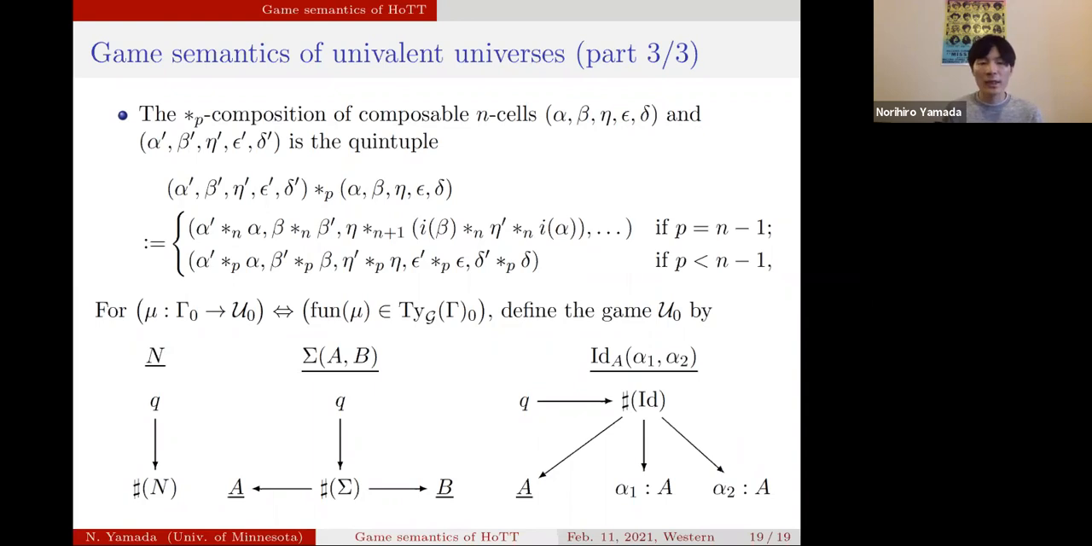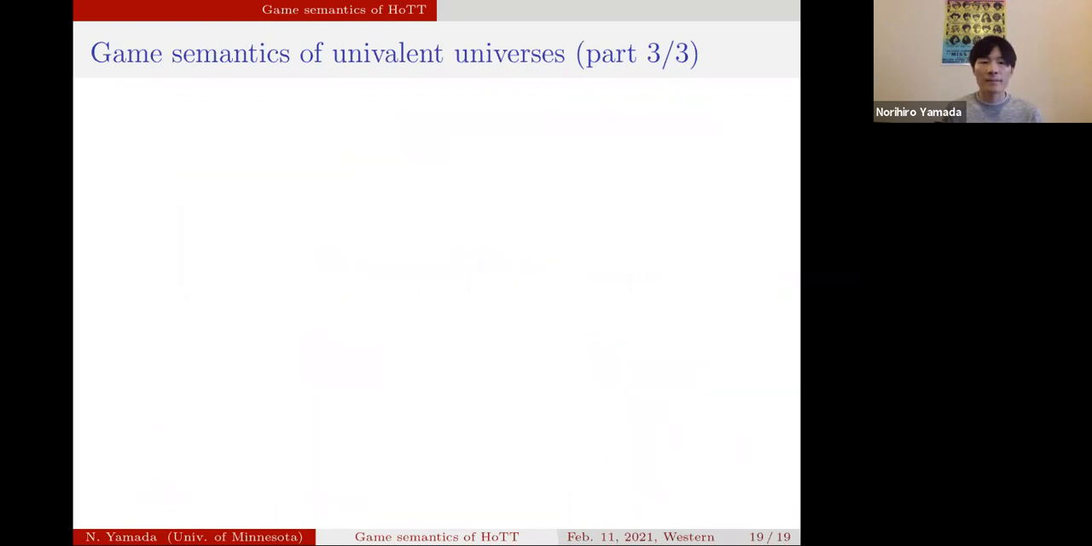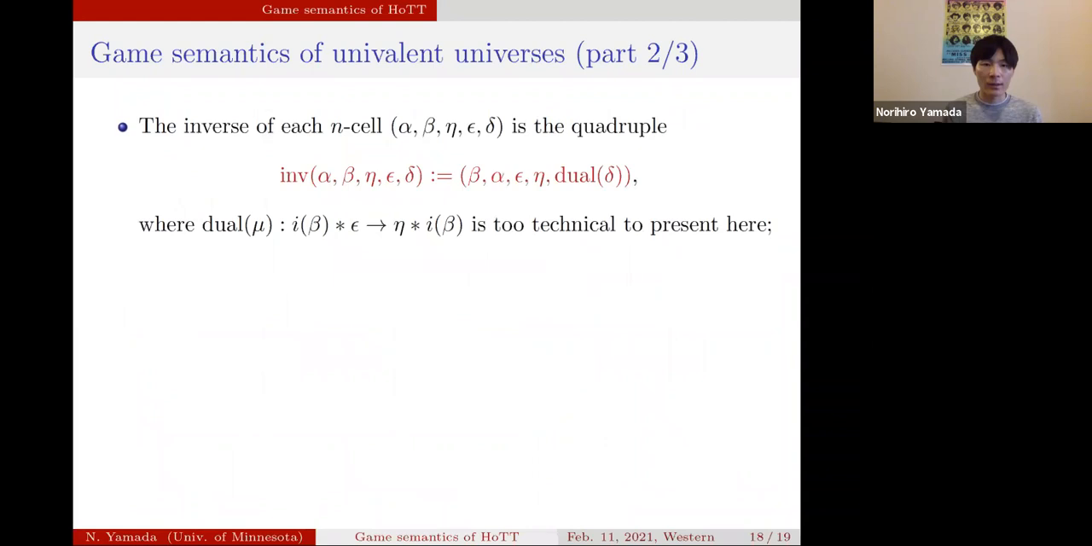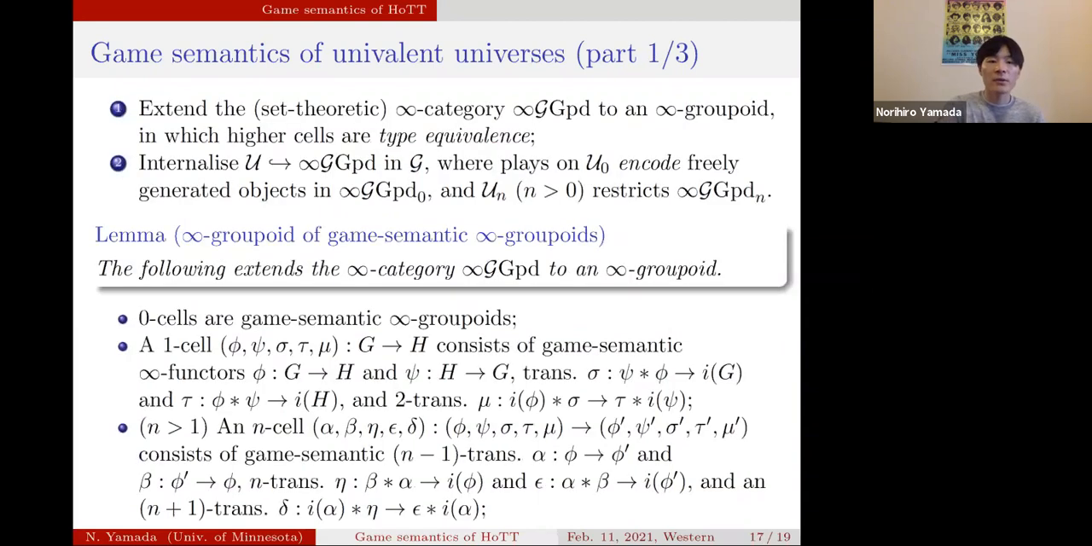But the main point here is that higher cells in the universe are quintuples. Sorry, higher cells in the universe are quintuples. And so this just coincides with type equivalence, so that we can interpret strict univalence. That's the main idea. And here, let me stop my talk.